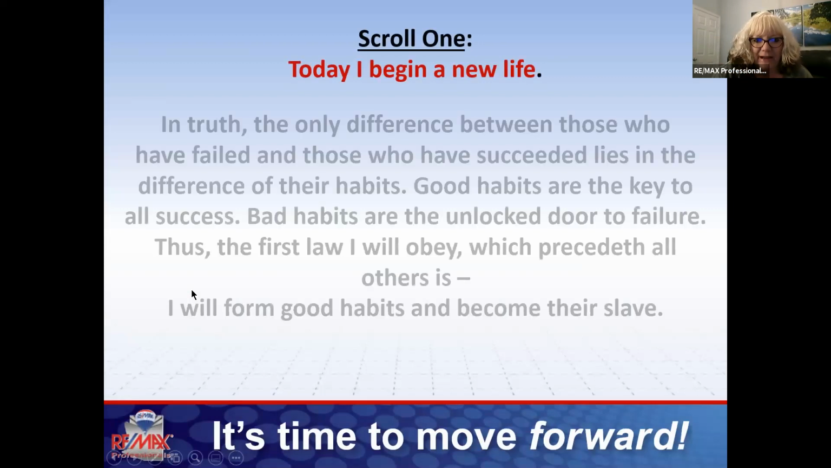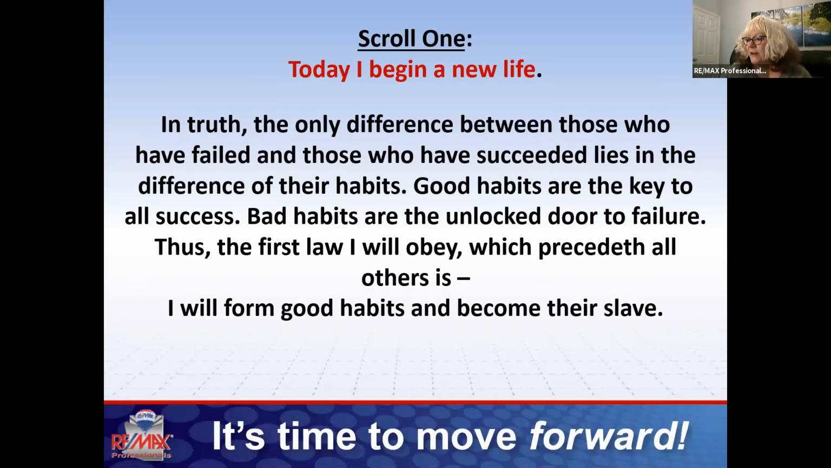I added this screen in here because when we talk about The Greatest Salesman in the World, you guys have probably heard me talk about that. And if you're taking SLAM, you know what I'm talking about. If you don't have it, it's a fantastic read. It's excellent for real estate agents.